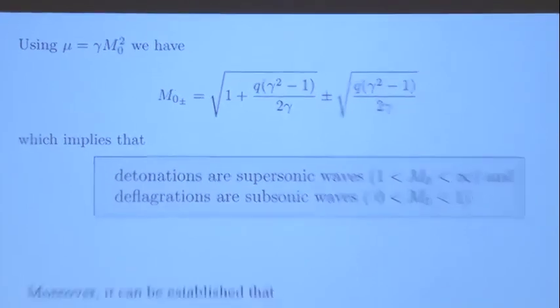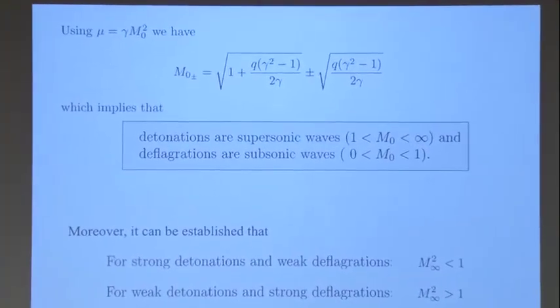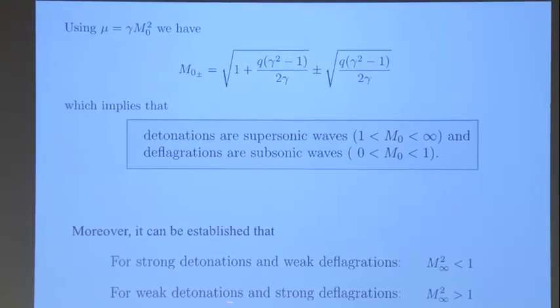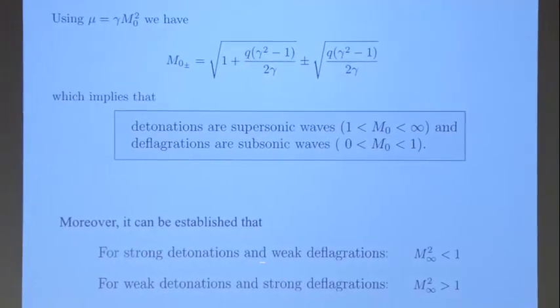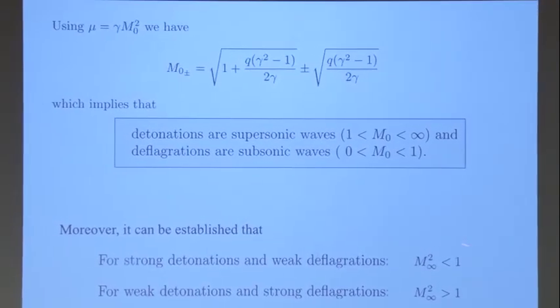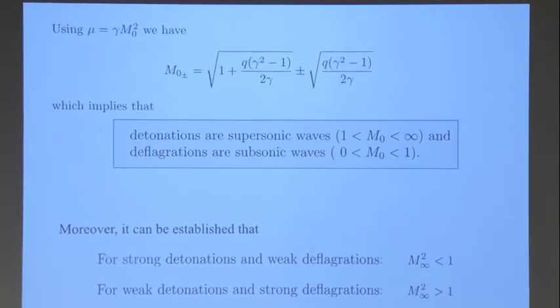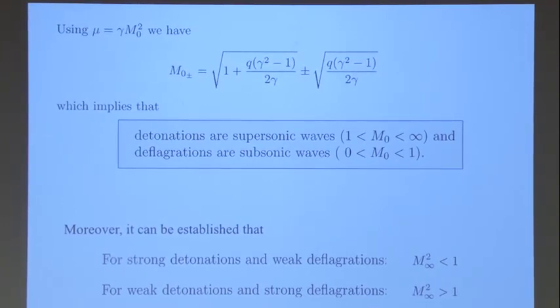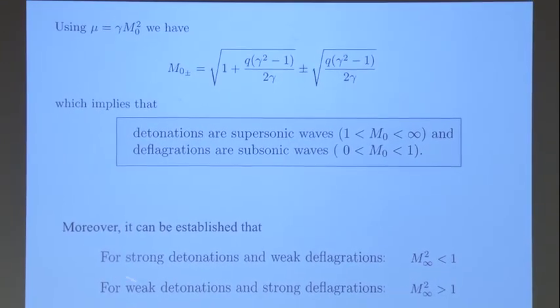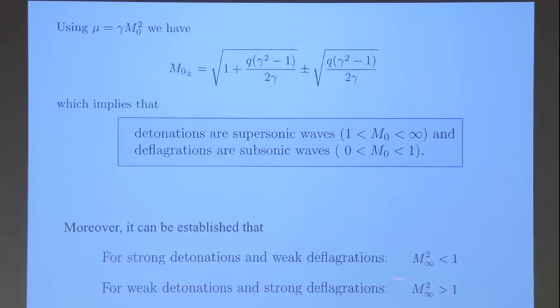Moreover, it can be established again by playing with this relation that for strong detonation and weak deflagration, the Mach number behind the wave relative to the wave is subsonic, and for weak detonation and strong deflagration, beyond the wave, the gas is supersonic, again, relative to the wave.